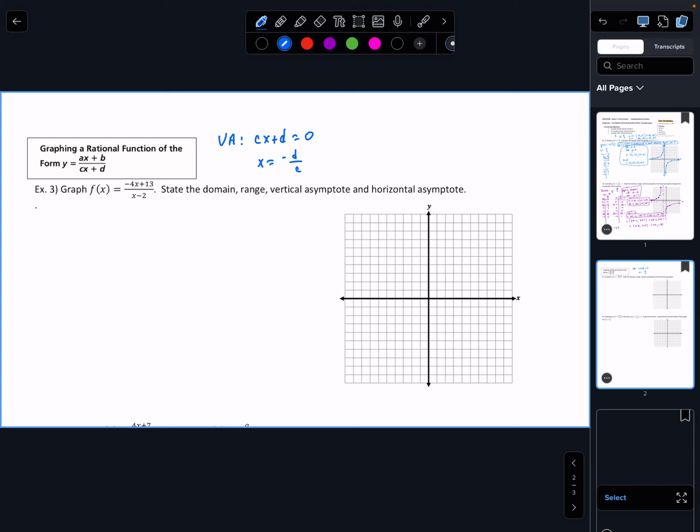Vertical asymptotes are excluded values, and when you have a variable in the denominator, you can't let the denominator be 0. If you go down to example 3, for the vertical asymptote, I need to figure out what makes the denominator equal to 0. And so the vertical asymptote is x equals 2. I can't use 2, it makes the denominator 0. So that means I have a vertical asymptote at x equals 2.